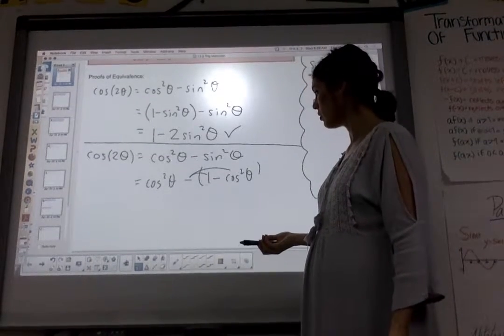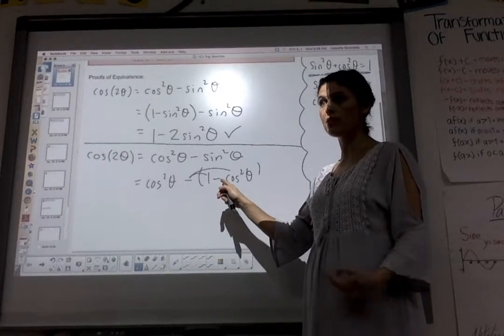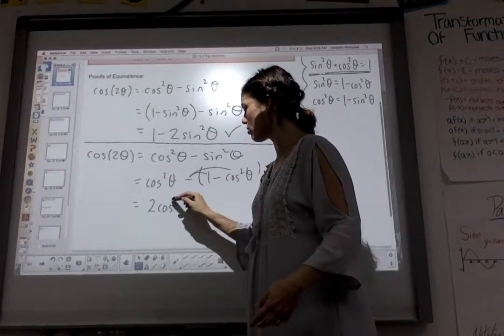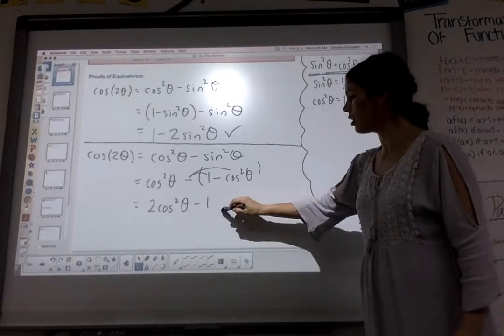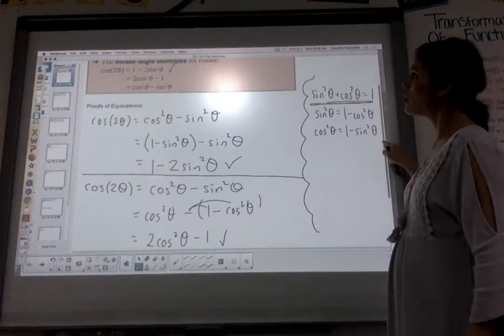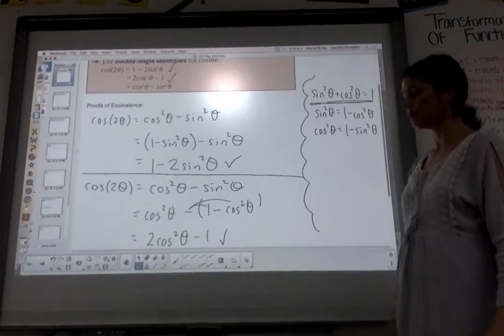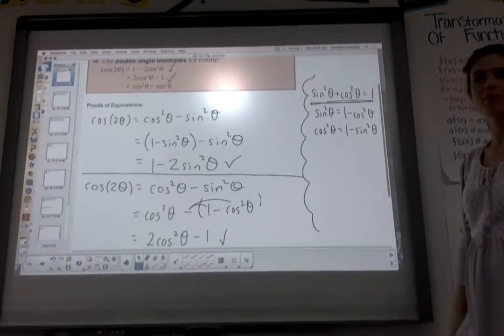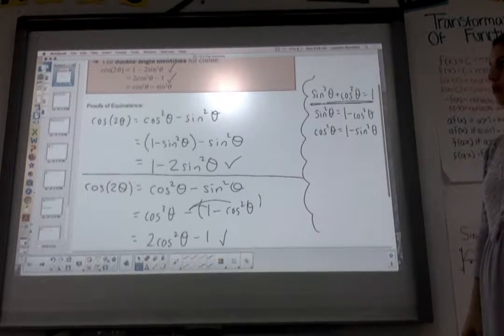And what do you get? Cosine squared, and negative and negative is going to make a positive cosine squared, minus 1. So you have two positive cosine squareds and a negative 1. Check. And we just assume the other one is true. Yeah, we needed a basis to start from. So I'm not proving that one.